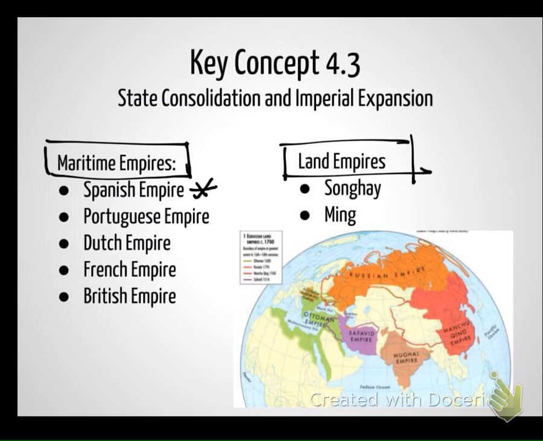Now there are going to be some land empires in Africa. We're going to have the Songhai. And then when you look just down below, you're going to see all these other ones on the map. We're going to see the Ottoman Empire. We're going to see the Safavid.